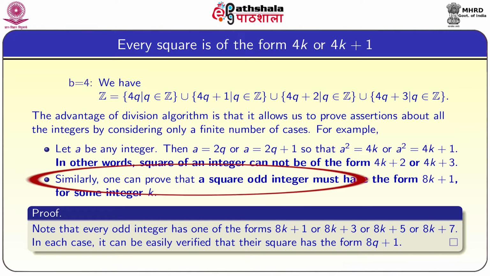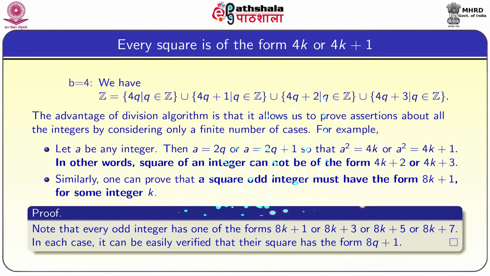Similarly, one can prove that every square of an odd integer must be of the form 8k plus 1 for some integer k. So, now in this case, if I use b as 8, then the set of integers is divided into 8 bags: multiples of 8, multiples of 8 plus 1 and so on.